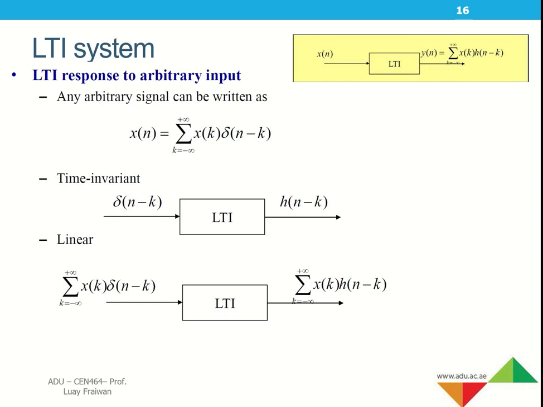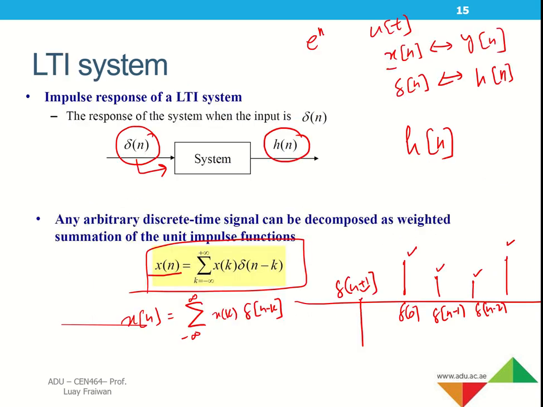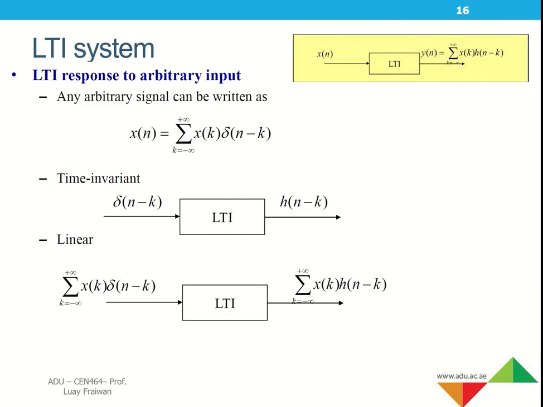So far we have learned that if you supply an input x1 of n to the system, you will get an output y, for any kind of input signal. Then we learned that if we supply an impulse, we will get the impulse response. What about if we supply a general discrete time signal? If we supply a general discrete time signal, what will be the response of the system? We know that a general arbitrary signal can be written in this form.